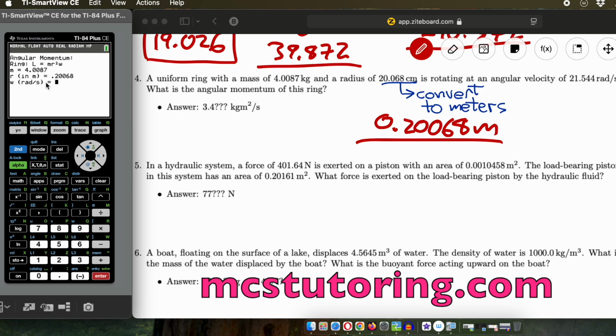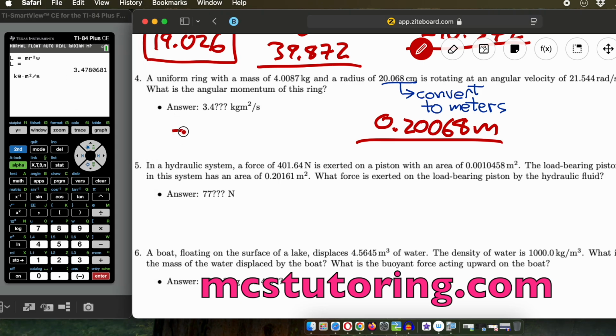What is the radians per second? So that's the angular velocity, 21.544. And there we go. We get 3.478. And again, what's trailing that is a 6. So I'm going to round up: 3.4781 kilogram meters squared per second.